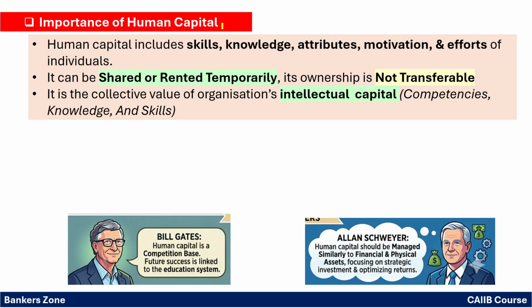See, human capital includes skill, knowledge, attribute and the motivation along with the effort done by the individual, right? So these all are part of the human capital. Very simple. What is human capital? The skill, knowledge, attribute, motivation the employee is having and effort conducted by the individual is a part of the human capital, right? So human capital can be shared and can be rented temporarily, right? But its ownership is not transferable.